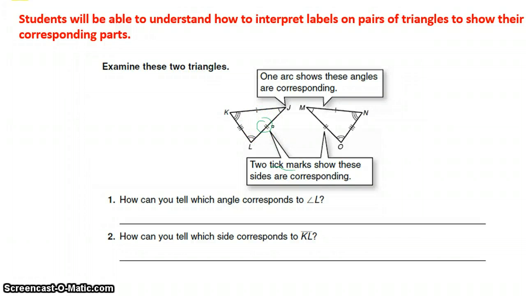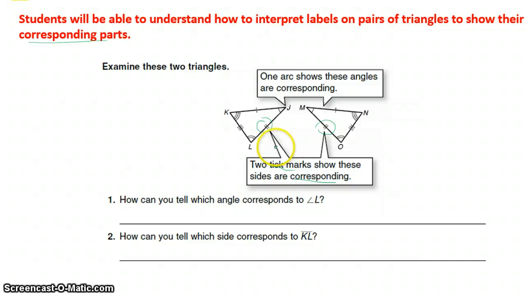If we take a look at these two tick marks here, and come over to our second triangle, we find the side that has the same amount of tick marks. And this is side MO. What they're telling you is that these two sides are corresponding. And remember what we had up here in our essential question: you are going to learn about corresponding parts of triangles.